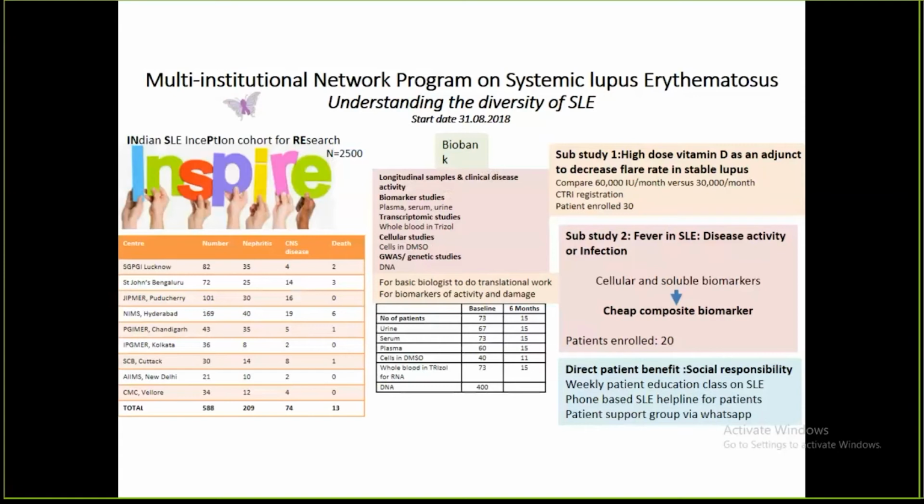Just like corporate social responsibility, this cohort has created what is called clinical social responsibility under the name INSPIRE. This group carries out a weekly patient education class on SLE. This is a WhatsApp group. There is a phone-based SLE helpline for patients, and there is a patient support group via WhatsApp that has been created to address all questions pertaining to SLE. Next slide, please.